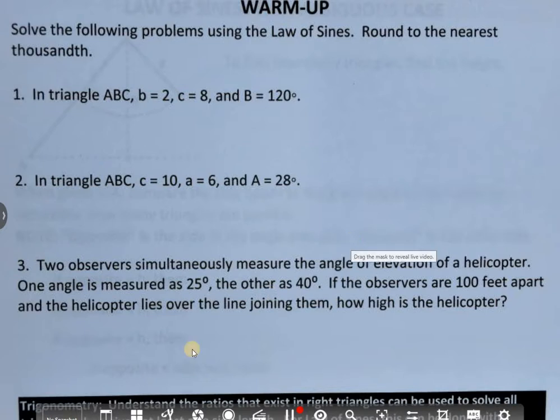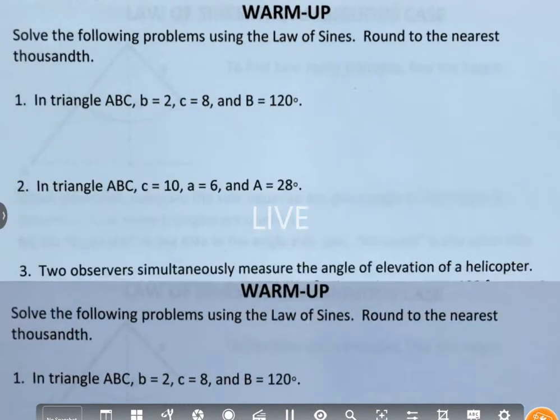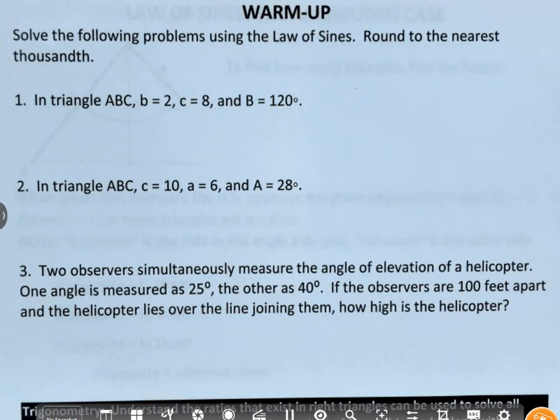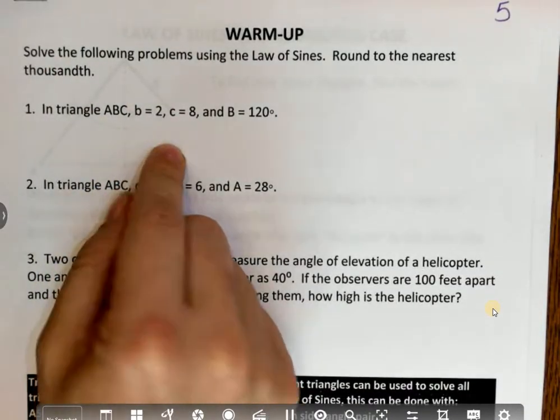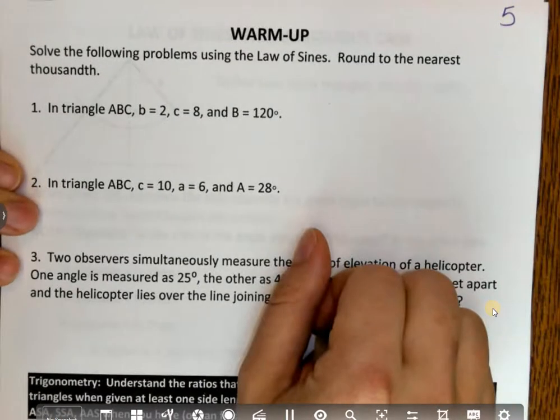Okay, so with this warm-up, hopefully you guys saw that you should have had a few issues with the first problem. And there is a reason for that. So, there's a problem with problem number 1. There's an issue. What is the issue?